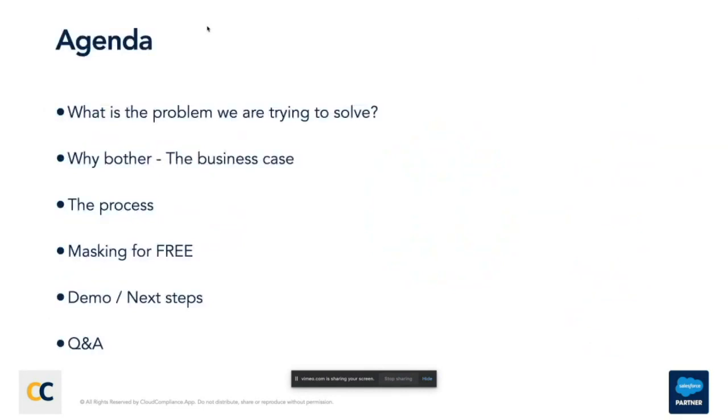So the agenda of our call today is to talk about what is the problem that we are trying to solve with data masking. Why do we need to worry about it? What's the business case around it? What's the process of data masking, and how can you do it for free? We'll give a little demo of how easy it is and some next steps of where you can get some more resources on it, and then any question and answers. There is a chat on this streaming, and you can definitely leave any Q&A that you have on the chat.